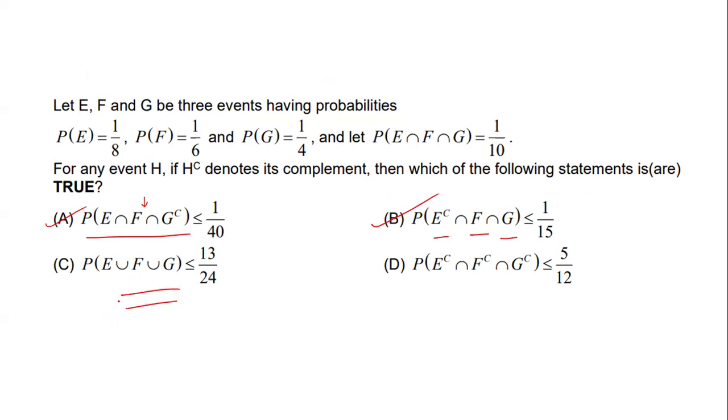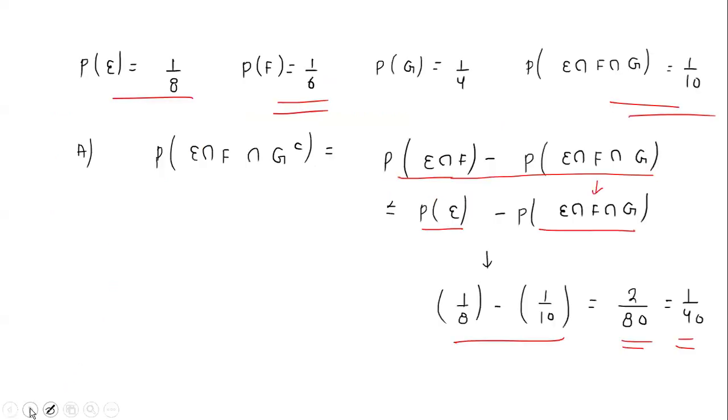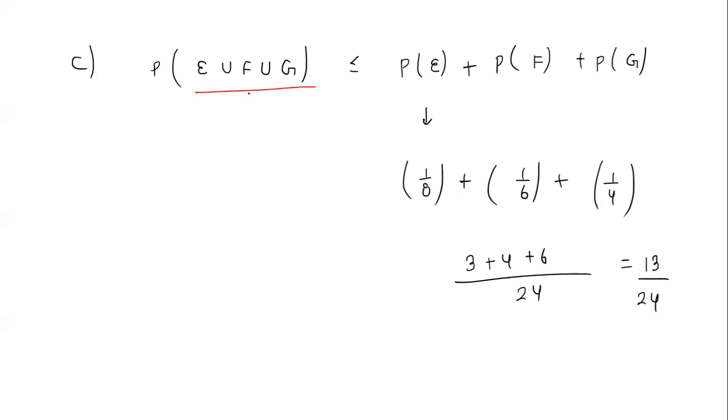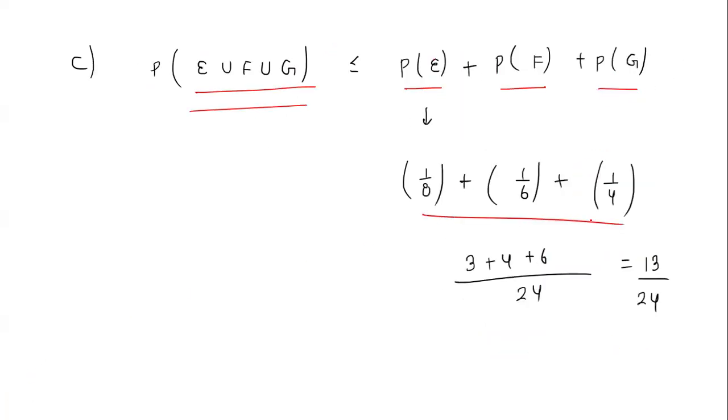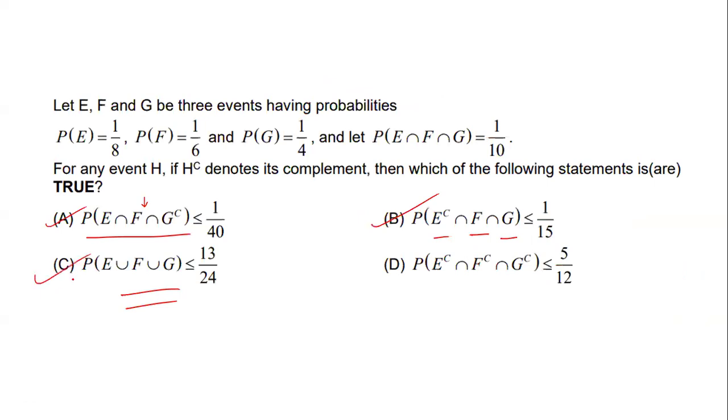In the third option, it is given the probability of E union F union G. We know that this is obviously less than or equal to probability of E plus probability of F plus probability of G. We know the probability of all three events: this is 1 by 8, this is 1 by 6 and this is 1 by 4. If you add all of these and simplify, the denominator will be 24, and here we have 3 plus 4 plus 6, which is 13, so 13 divided by 24. So this probability is always less than or equal to 13 divided by 24. So this option is also correct.